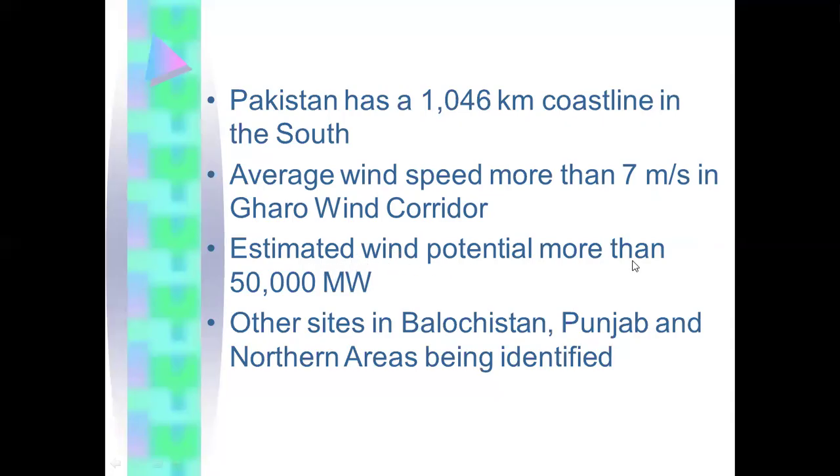Estimated wind potential is more than 50,000 megawatts. It is great for us if we produce electricity from wind power turbines, and it can decrease or mitigate the load shedding. Other sites in Balochistan, Punjab, and northern areas are being identified.